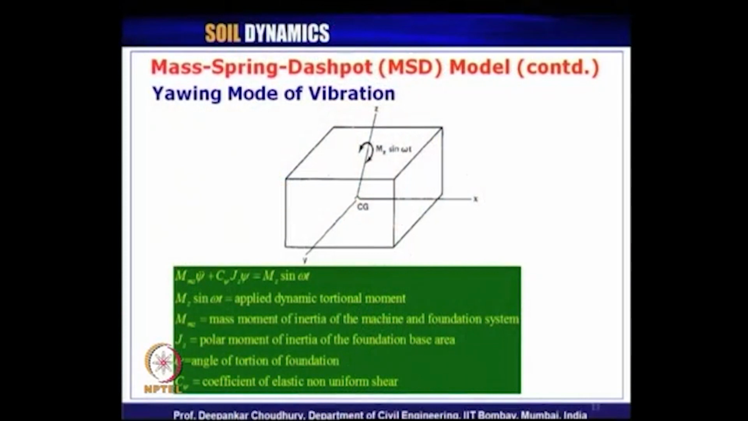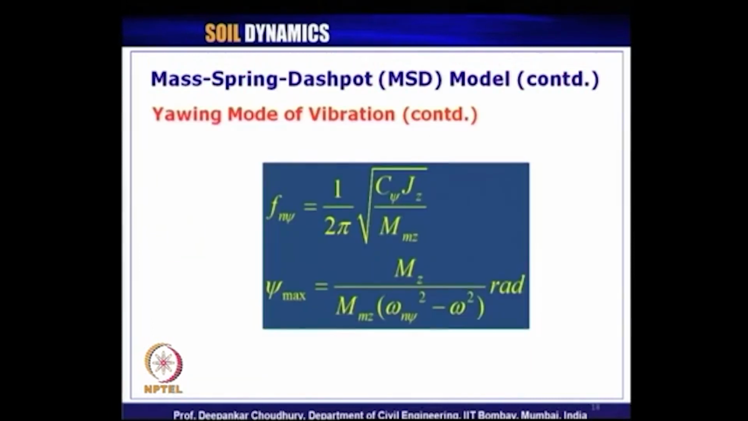So, we continue with a similar type of problem using the mass spring dashpot model. Here is a quick recap of what we discussed in the previous lecture. We had discussed the yawing mode of vibration using the mass spring dashpot model, or MSD model, and the equation to compute the natural frequency of the system, and also the amplitude of maximum rotation in case of yawing.